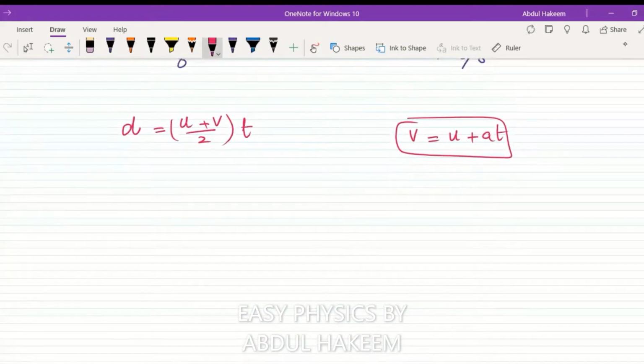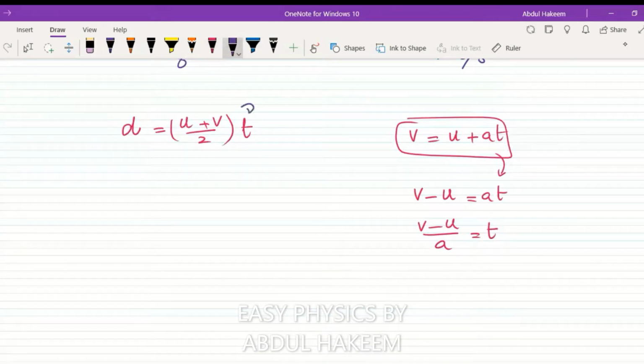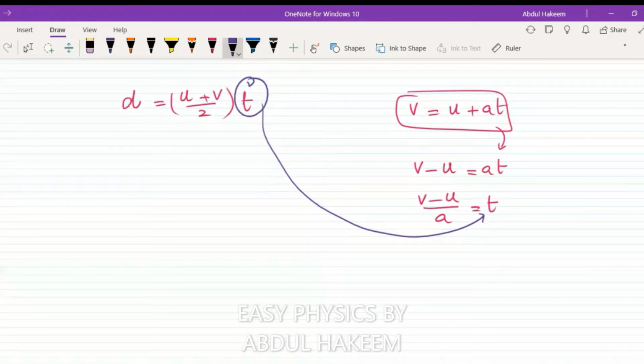Now, we can change the shape of this first equation. We can write v minus u is equal to at, or (v minus u) divided by a is equal to t. Now, we can replace the t in this equation with this t expression from the first equation.